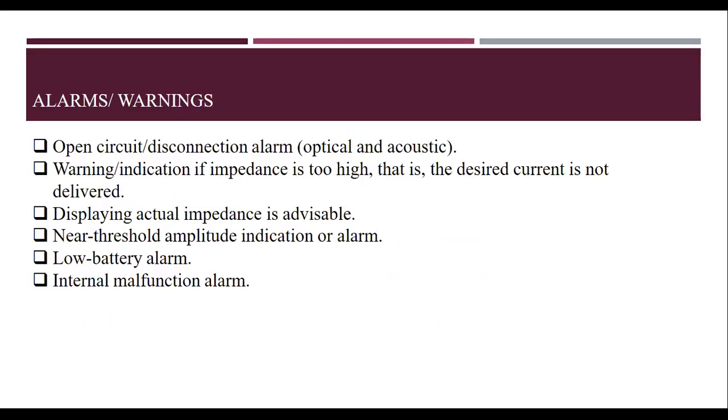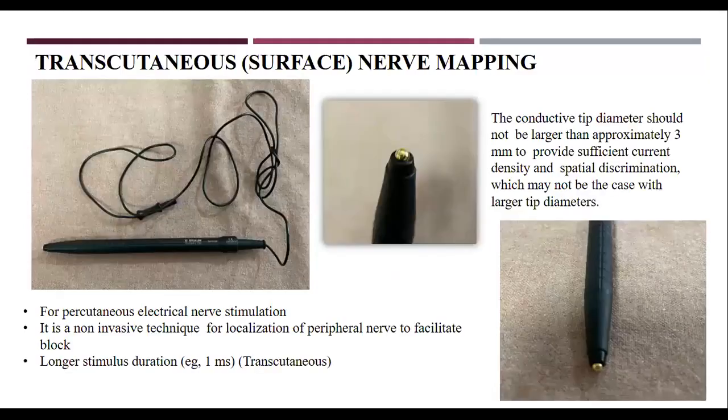It will show an alarm if there is an open circuit or disconnection. A warning or indication if impedance is too high, that is, the desired current is not delivered. Displaying actual impedance is advisable. A near threshold amplitude indication alarm, low battery alarm, and internal malfunction alarm will be there.